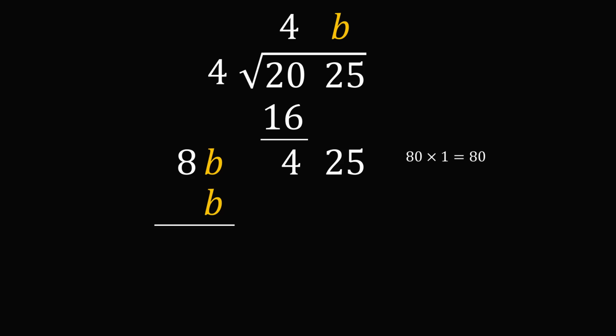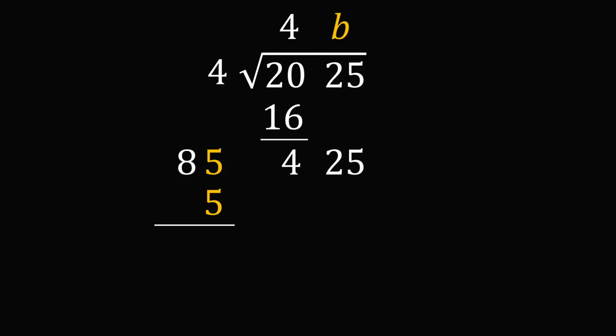So if we have 80 times 1, that's 80, but 80 times 10 will be 800. 425 is right in the middle of that, and it also ends in a 5, so a natural candidate for b is b equal to 5. So let us try b equal to 5. If we substitute b equal to 5, let's do this multiplication.